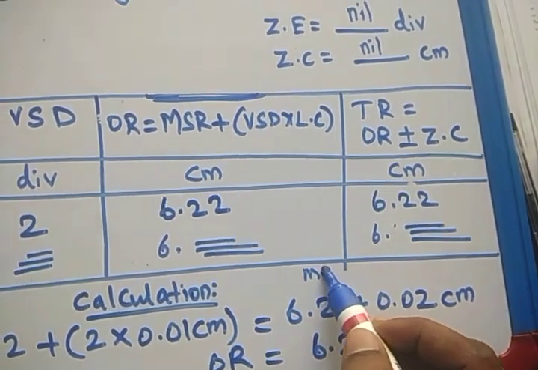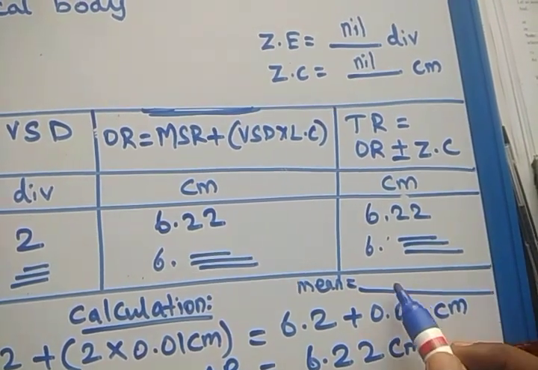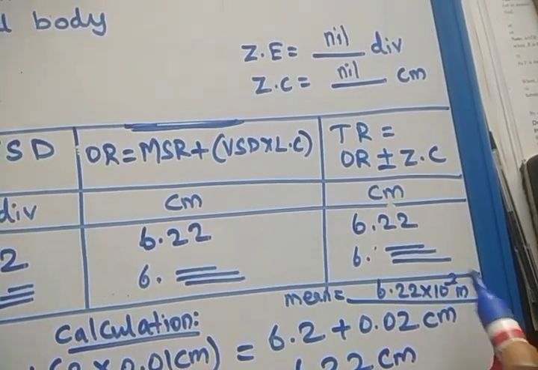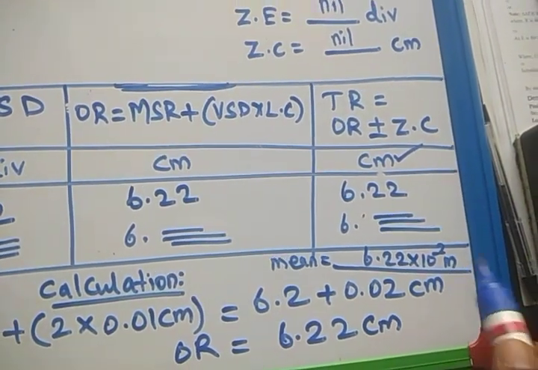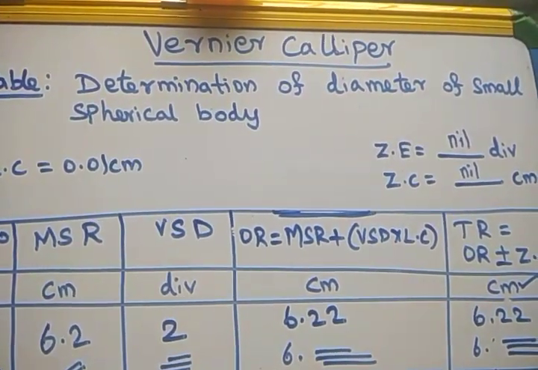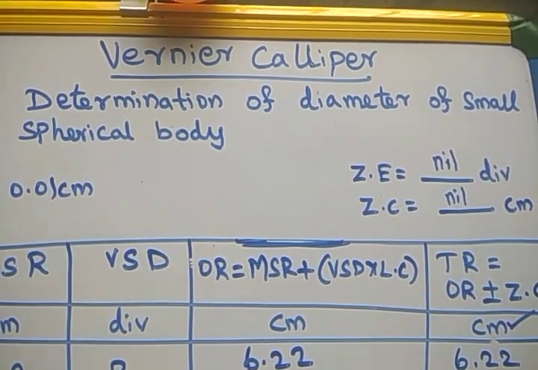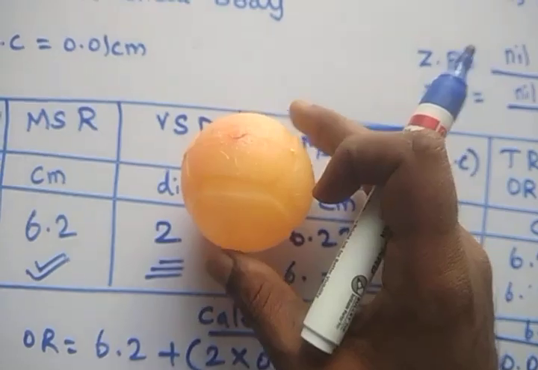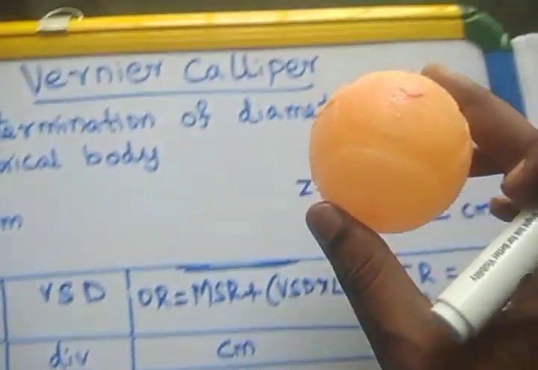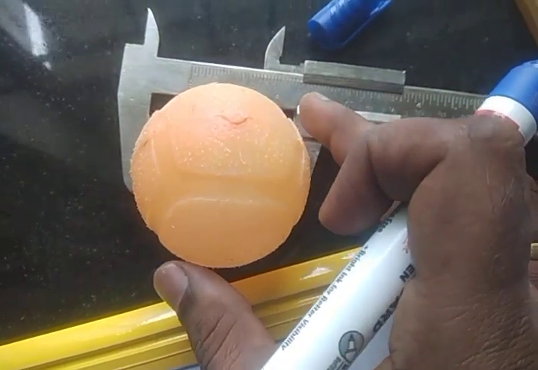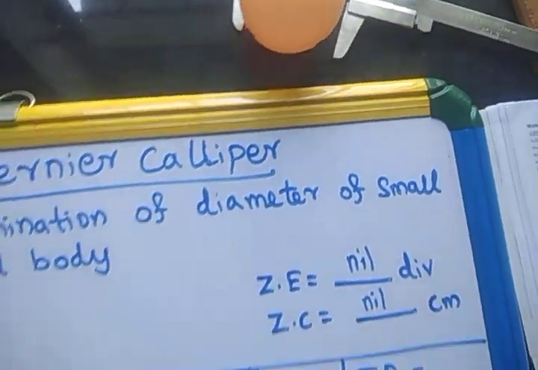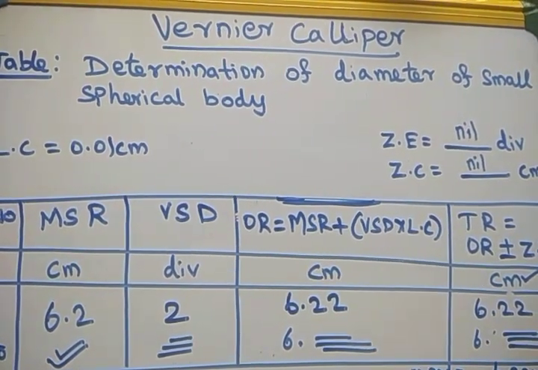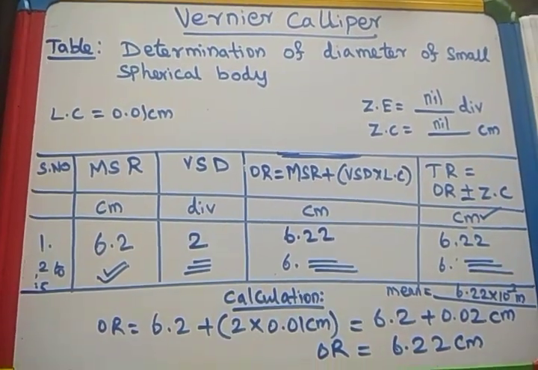Then finally you have to put the mean value. This mean value is equal to 6.22. For example, it is 6.22 into 10 power minus 2 meter, because it is in centimeter, so you have to convert it to meter. So this is the experiment to determine the diameter of the given small spherical body using a vernier caliper, because we calculated the total diameter of this spherical body by fixing it in the lower jaw of the vernier caliper. I will show you all the materials and how to write in the record notes and everything. Thank you, students.